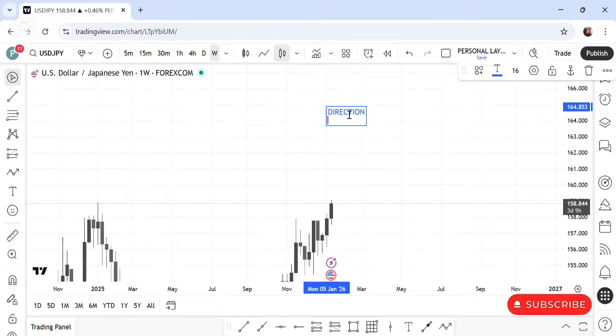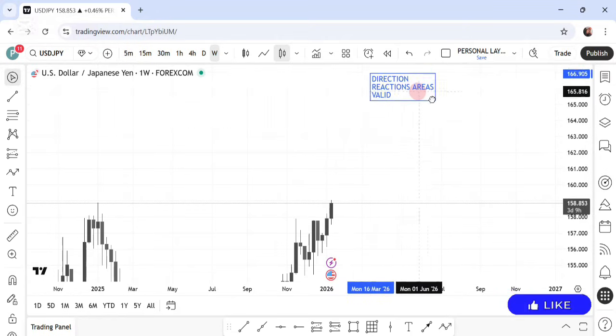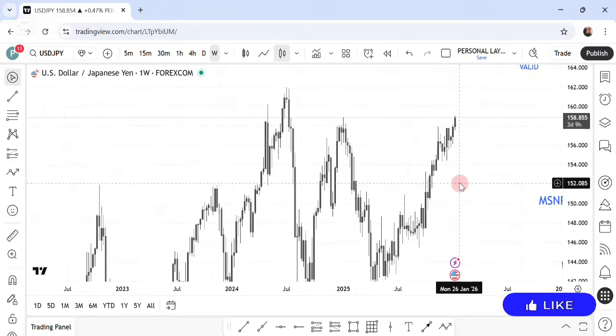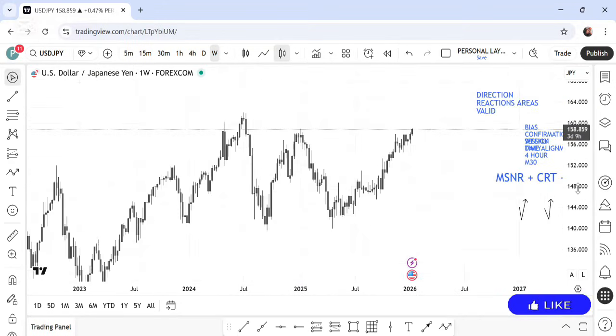Then you want to be able to identify reaction levels or reaction areas. Let me just use the word areas here. Then you want to be able to identify the valid key levels where you want to be focusing on, right? So these are very, very important things you want to be doing on your chart. So the first thing you want to do is direction. Now you want to look or check what is the market direction.